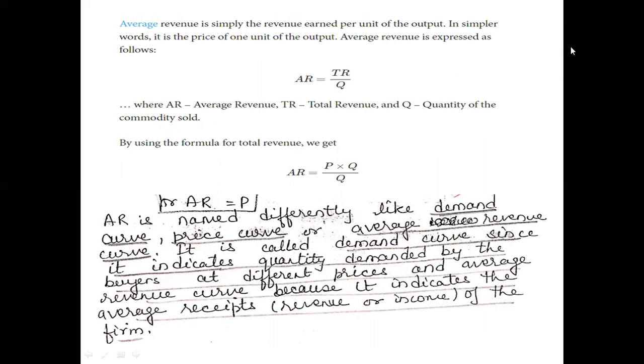And we know total revenue is price multiplied by the quantity. So quantity gets cancelled out. So average revenue is also equal to the price of the commodity. And average revenue is named differently, like it is also known as demand curve, price curve. It is called demand curve since it indicates the quantity demanded by a buyer at different prices, and the average revenue curve because it indicates the average revenue or income of the firm.